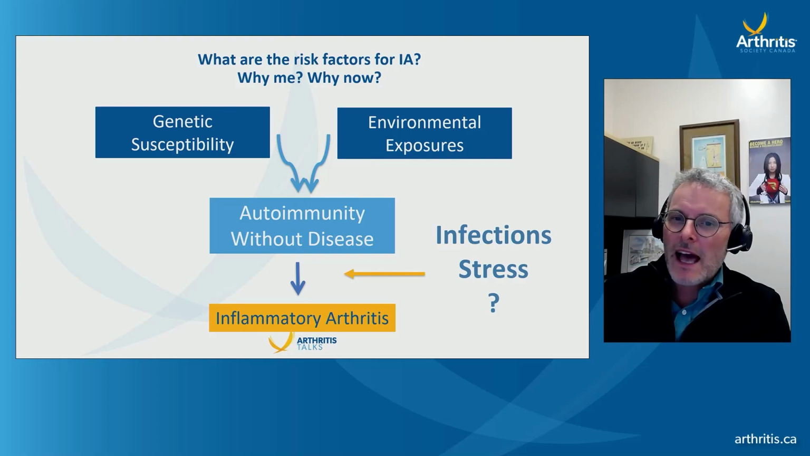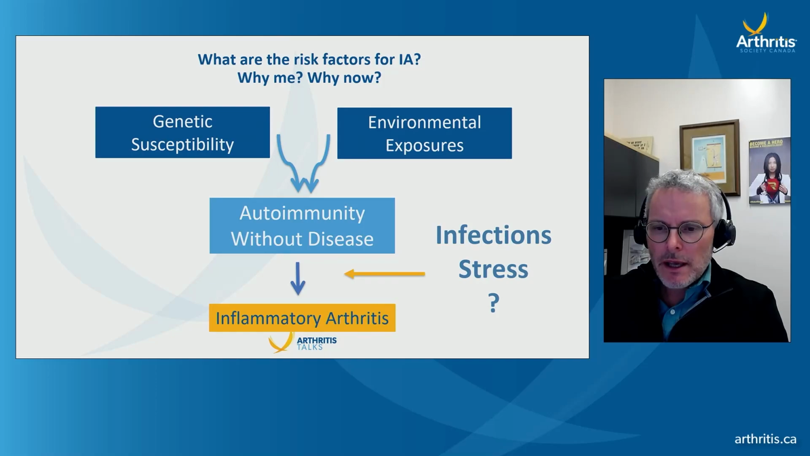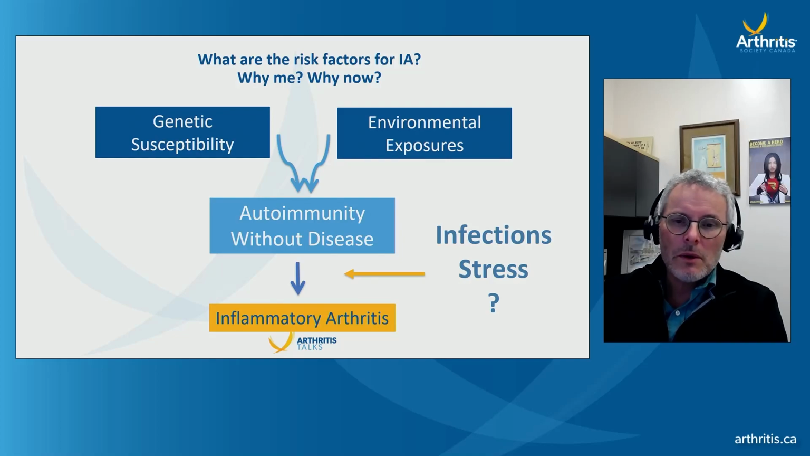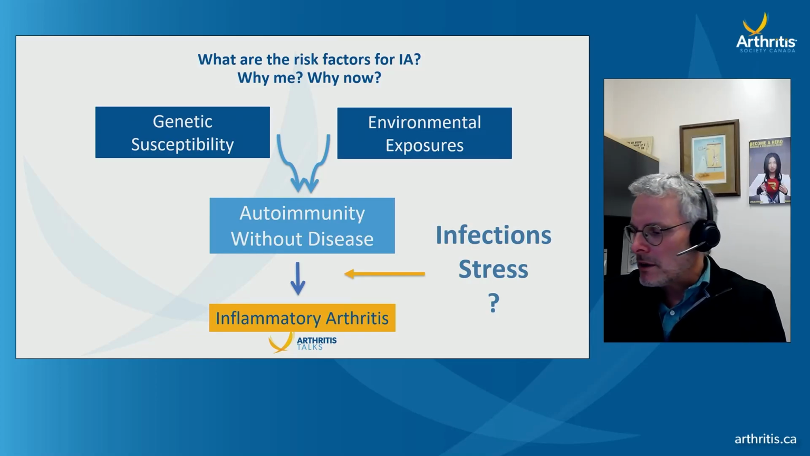So then something happens and we come along and, oh, there we go. I got it. So something happens, an infection. It could be multiple different kinds of infections or stress or trauma or some other unknown triggers, and it lights the kindling on fire, and you develop inflammatory arthritis.